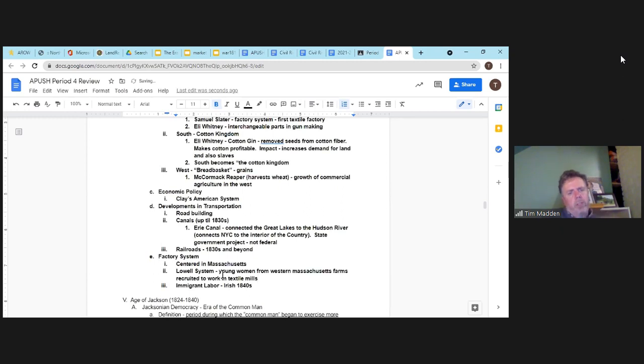So the Lowell system starts to end in the 1840s and into the 1850s. They still maintain the textile factories, but the workers are replaced by Irish immigrants. With the Irish potato famine, you have this huge wave of Irish immigrants coming into the United States, and that becomes the next source of cheap labor.